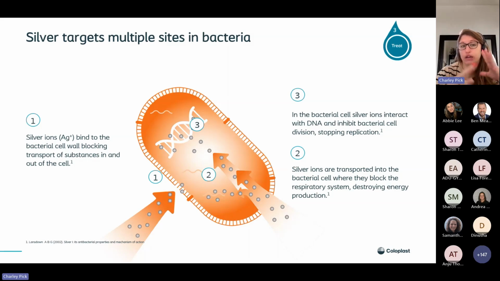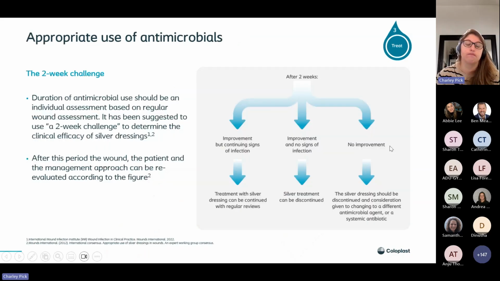So it not only binds to that cell wall, blocking things coming in and out, but it also suppresses that respiratory system of that cell, destroying its energy production. And then finally, it interacts with the DNA, and it stops that bacterial cell from multiplying. So three actions: binds to the cell wall, blocks that respiratory system, destroying the energy production, and then it stops that cell from multiplying. And that is how your silver works.